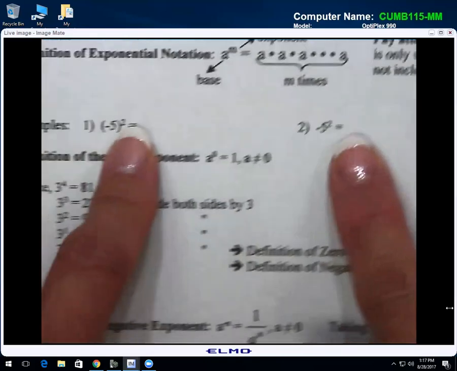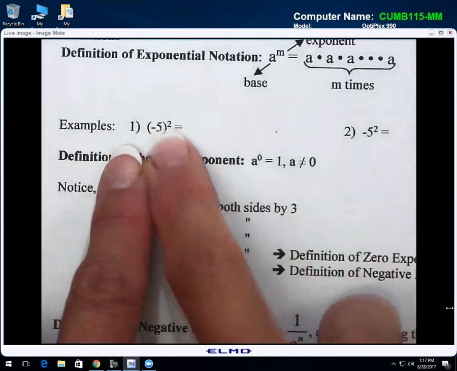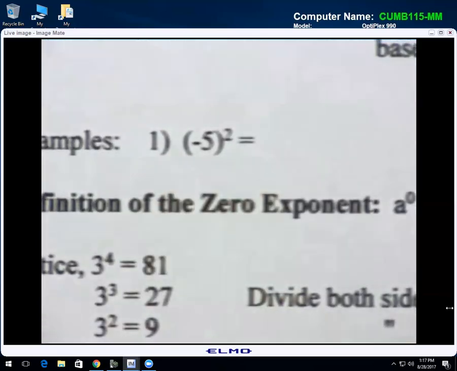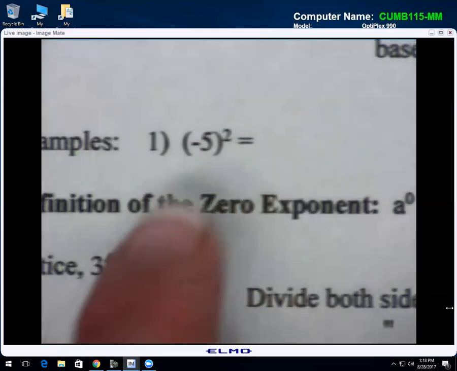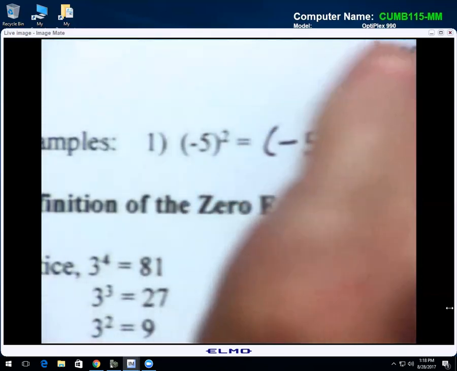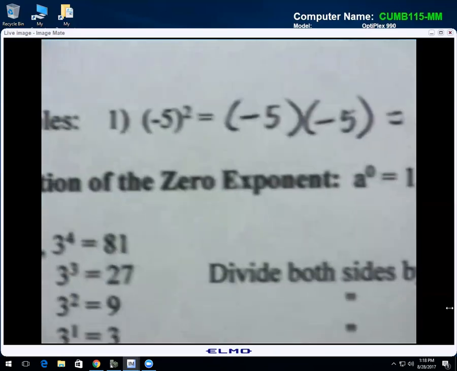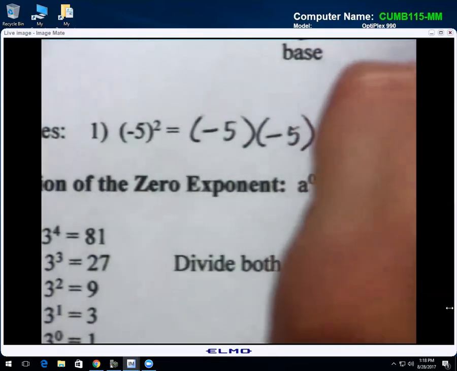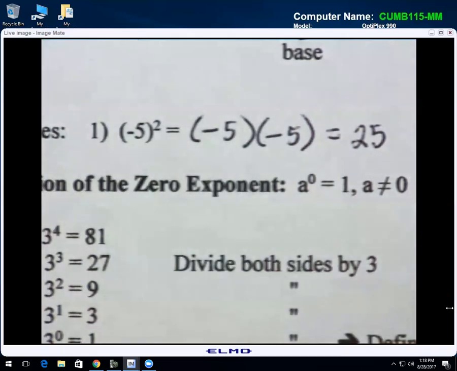Of these next two examples, 10 out of 10 dentists surveyed will get that first one right. Negative 5 in parentheses squared means the base is what? Because of the parentheses, the base is negative 5. The negative is part of what's being squared. This expression means negative 5 times negative 5, and we all know that a negative times a negative is a positive. So 10 out of 10 dentists surveyed will get that one right.